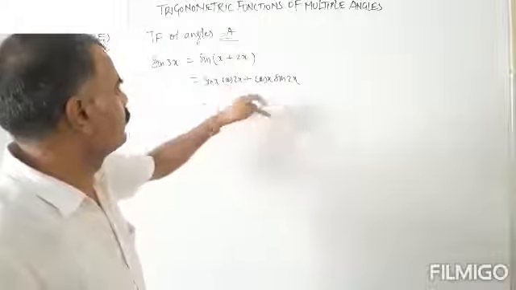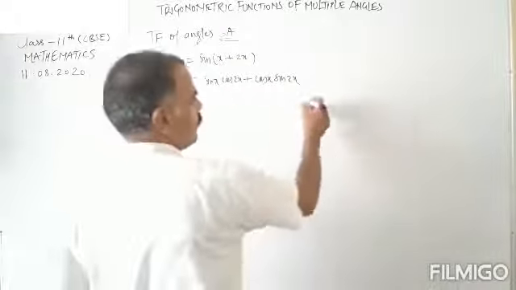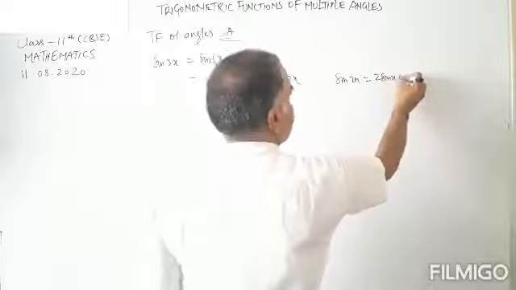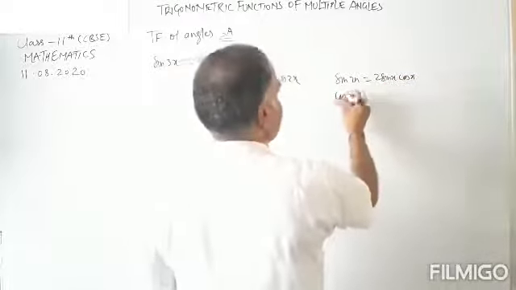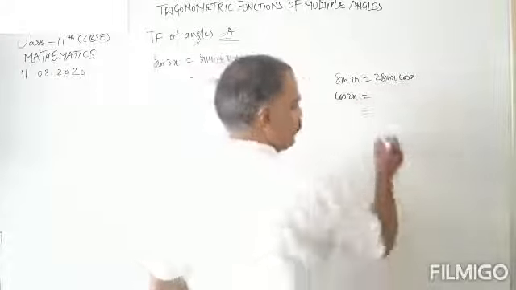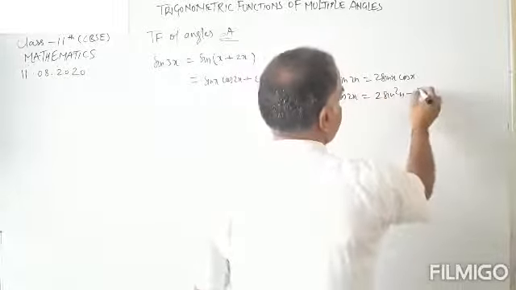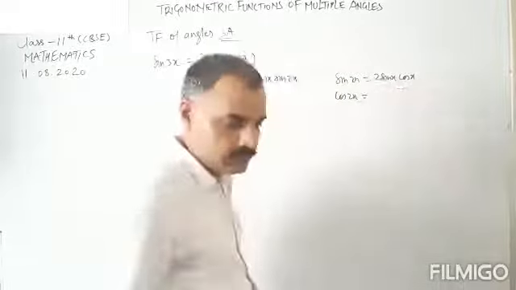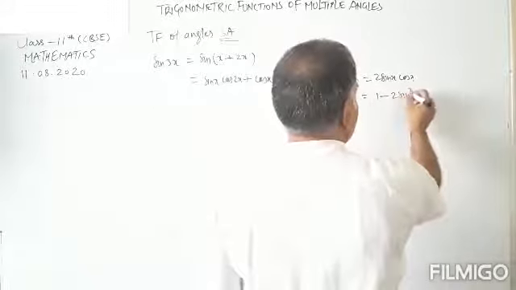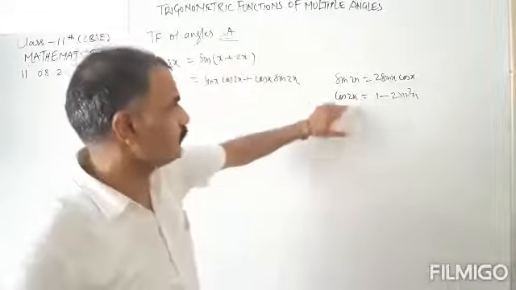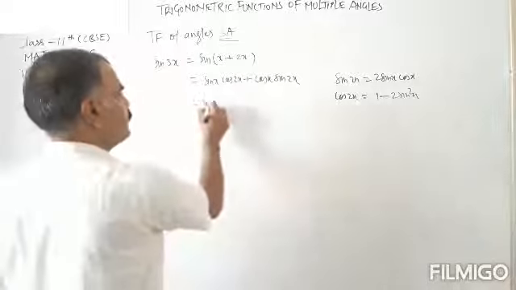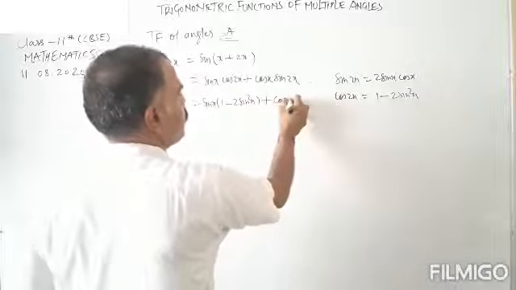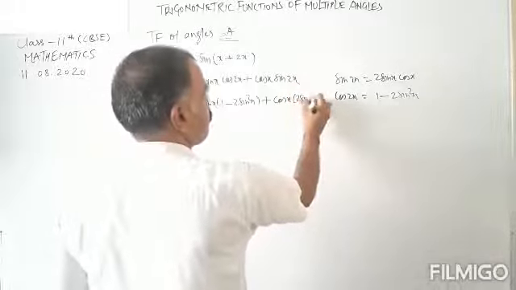Now write down cos 2x and sin 2x. So sin 2x is equal to 2 sin x cos x, and cos 2x is equal to 1 minus 2 sin square x. Here we will have sin x into 1 minus 2 sin square x plus cos x into sin 2x, that is 2 sin x cos x.